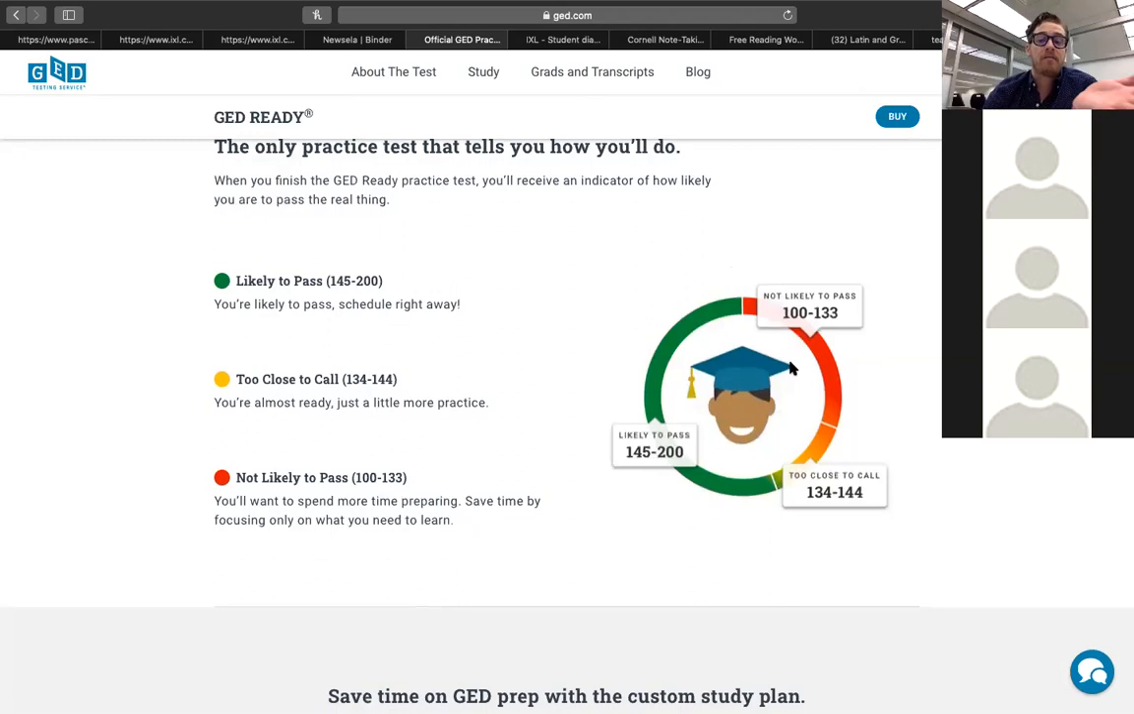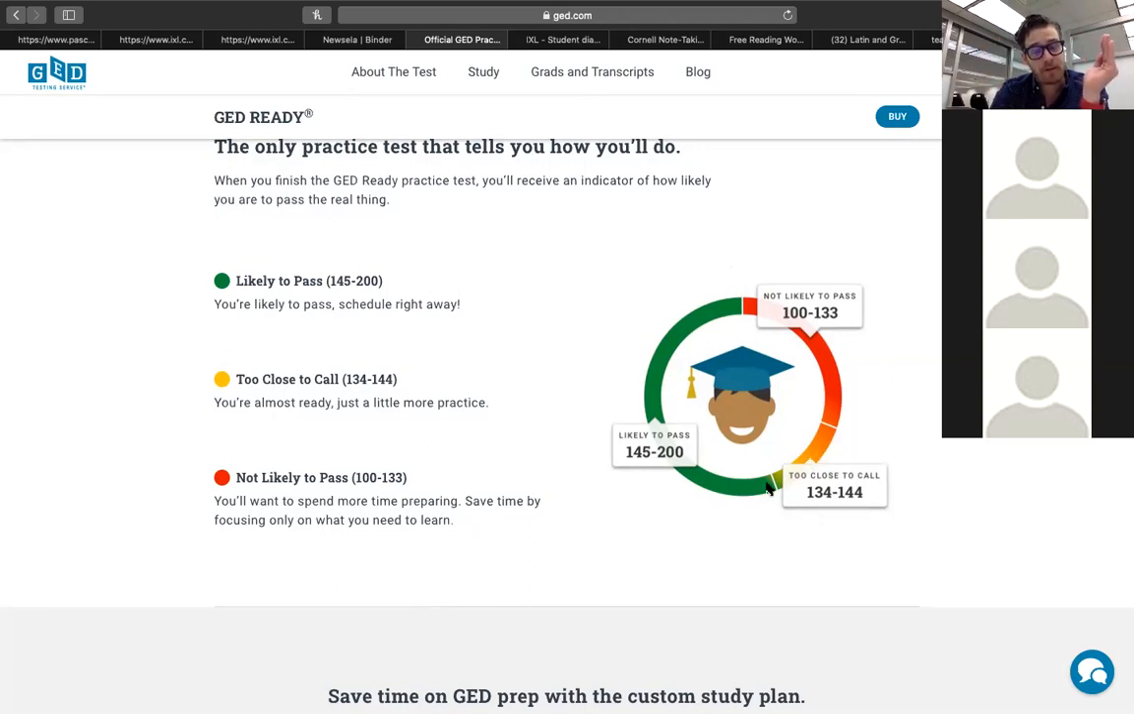Obviously, you want to think of your red light: if you score a 100 to 133, you're not likely to pass. You've got some work to do. It's not the end of the world. You just need to really crank some things out. That yellow zone, just like at a stoplight: at a red, you don't go. At a yellow, sometimes you go, sometimes you don't. That's where I'm at.